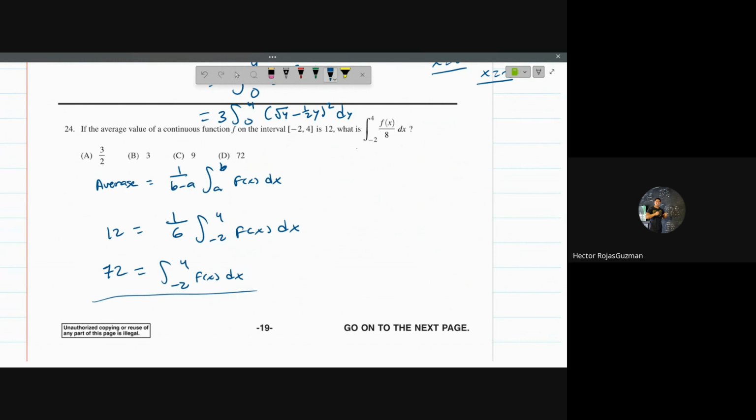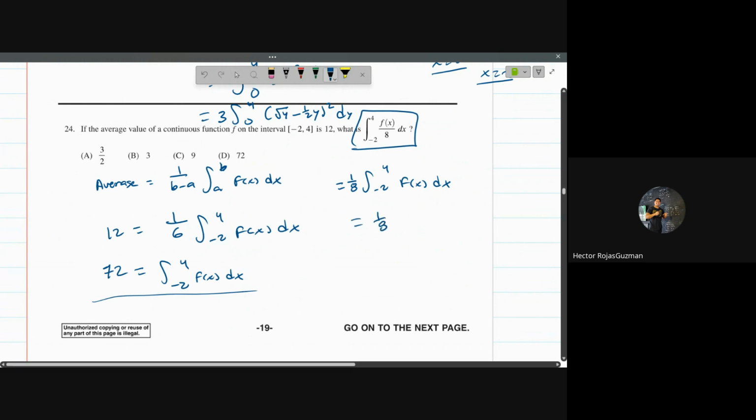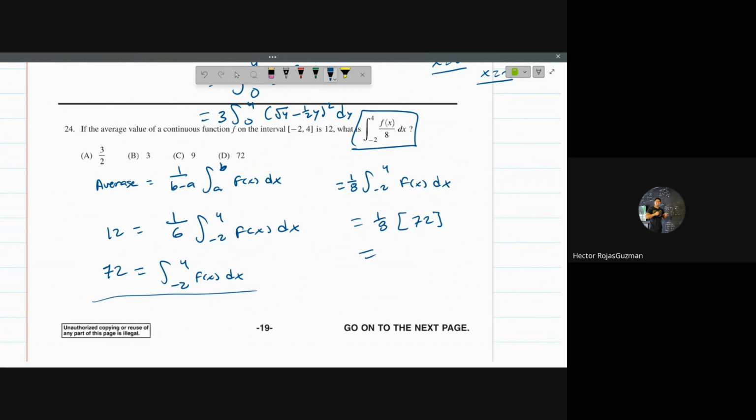Now go ahead and take this integral. The integral from -2 to 4 of f of x divided by 8. Well, you can just factor out the 1/8. That way you can isolate the integral. And that's pretty cool because we know the integral is 72. So 72 divided by 8, well, that's 9. Bam.